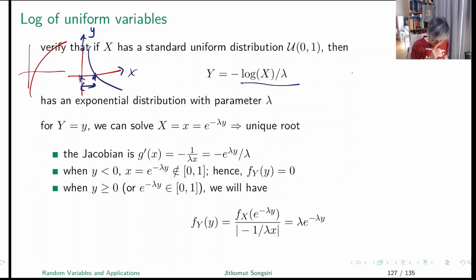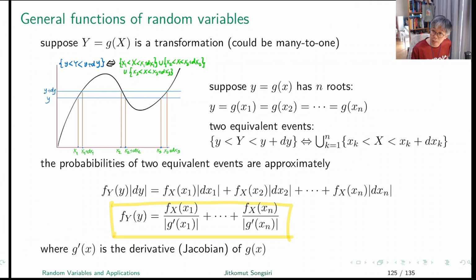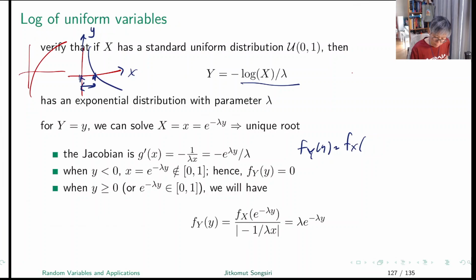This negative log function is a one-to-one mapping. So whenever big Y is small y, you can solve for the root. You can write x in terms of y, that x is exponential negative lambda y. It is a unique root. So the formula is going to be according to the result. I'm just going to apply this general result. We solve for the root x1, because in this example it has only one root.